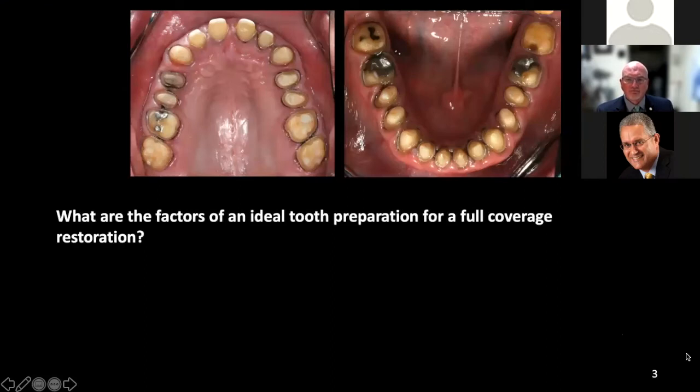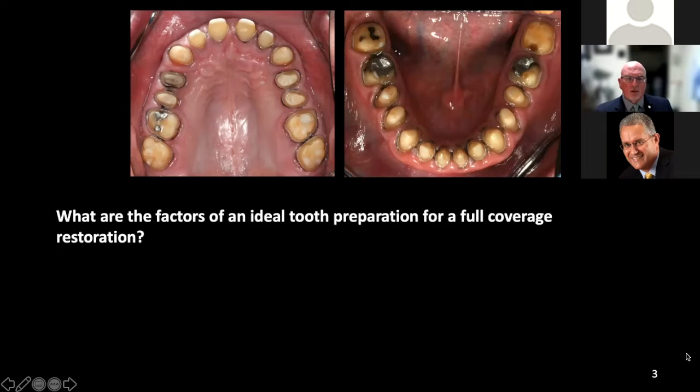What are the factors of an ideal tooth preparation for a full coverage restoration? I would probably cite Charlie Goodacre to answer this question. Dr. Goodacre suggests minimum prep heights of 3 millimeters for the anterior teeth and 4 millimeters for the posterior teeth. I believe he suggested a total occlusal convergence of 5 to 10 degrees.